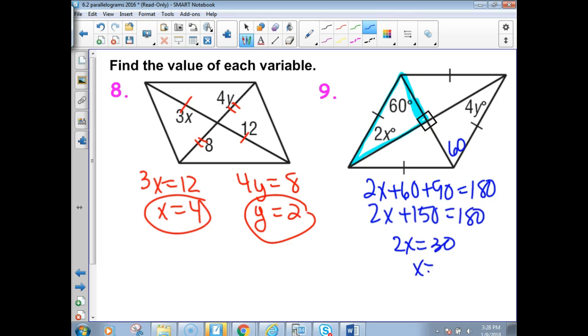And you're going to get x is 15. And the same process for the other one. 4y actually equals 30 because this angle is 30. That angle is 30 also. And so it's y is 7.5.